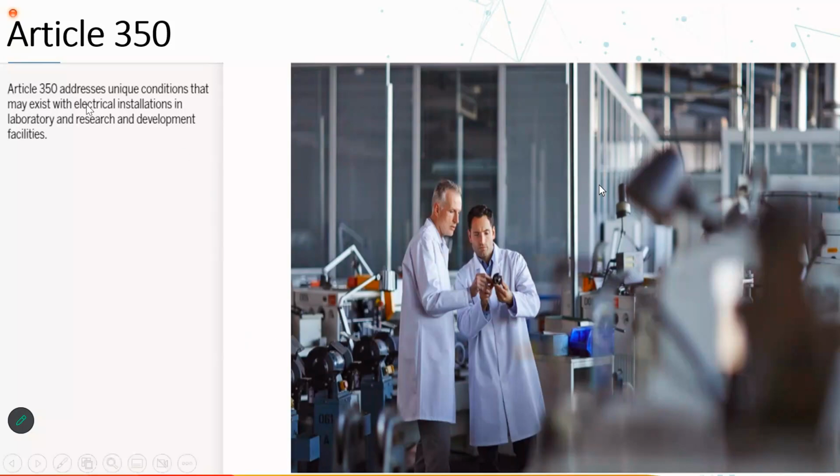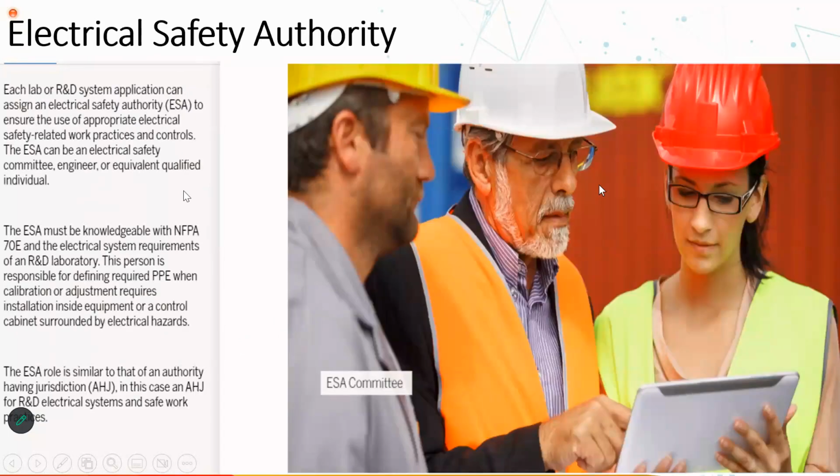So Article 350 describes unique conditions that may exist with electrical installations in laboratory and research and development facilities. So here comes the concept of the Electrical Safety Authority, ESA. ESA is basically the person who is knowledgeable in the NFPA 70 standard, and he knows about the electrical system requirements of a research and development laboratory. ESA could be a person, a committee, an individual, or a group of people.